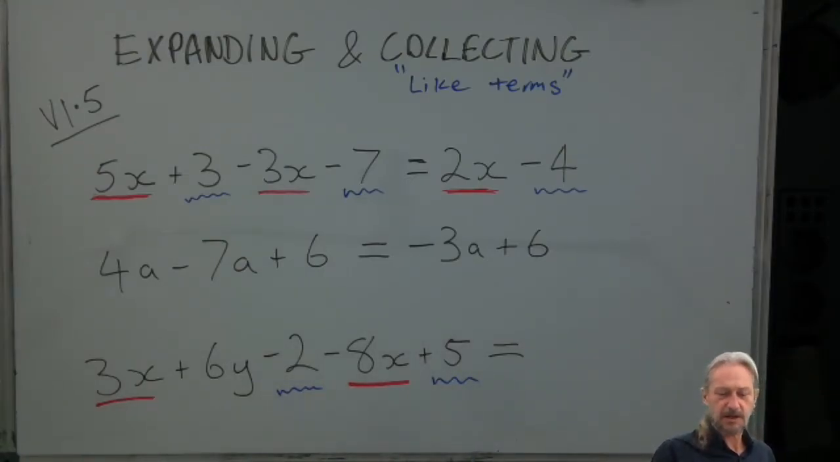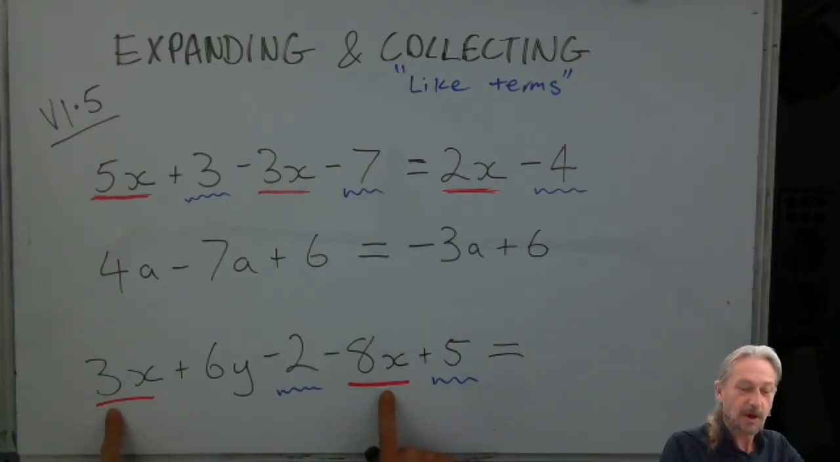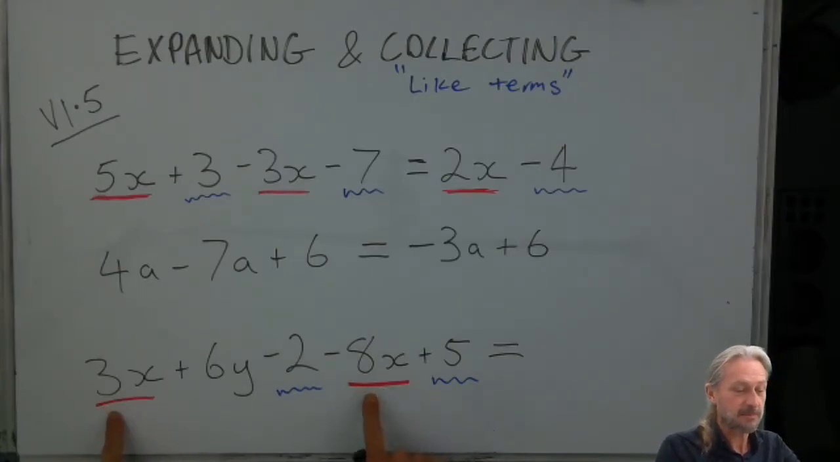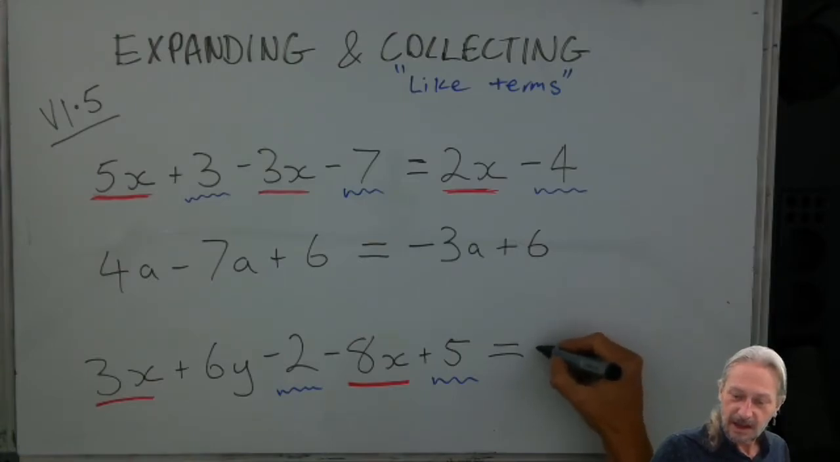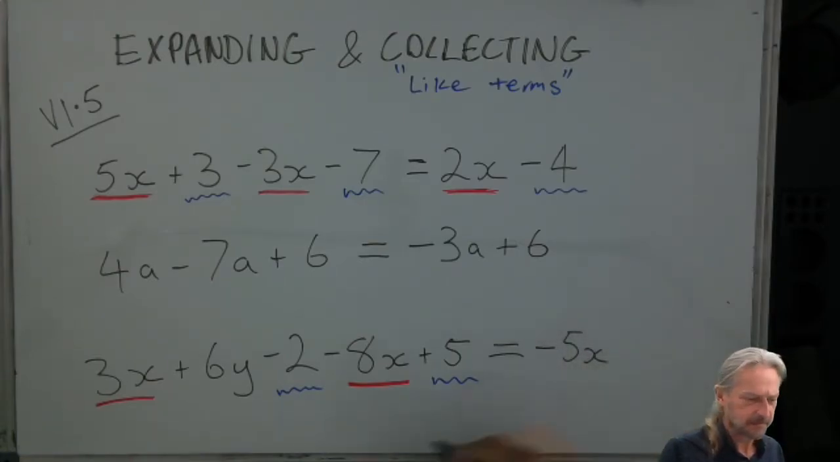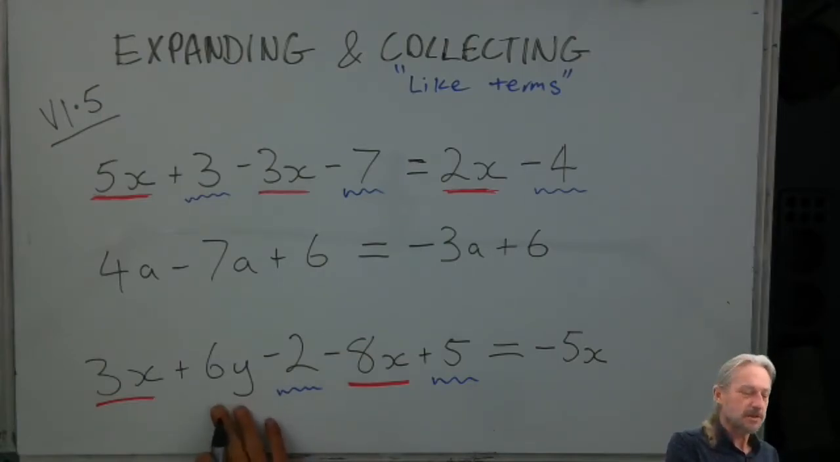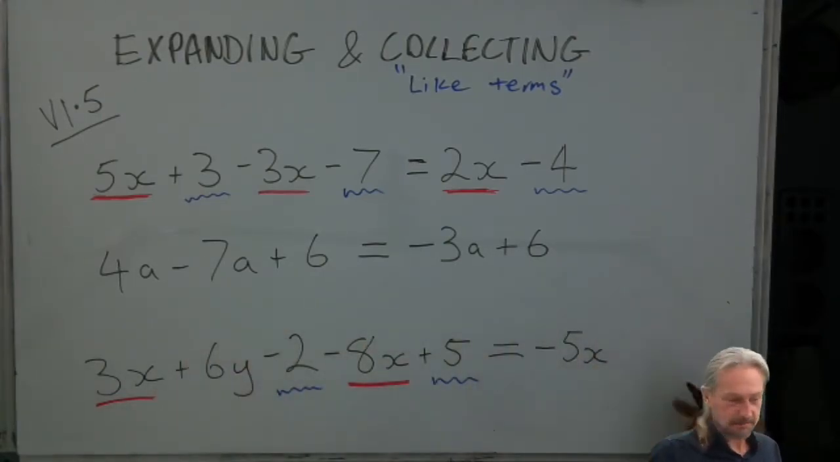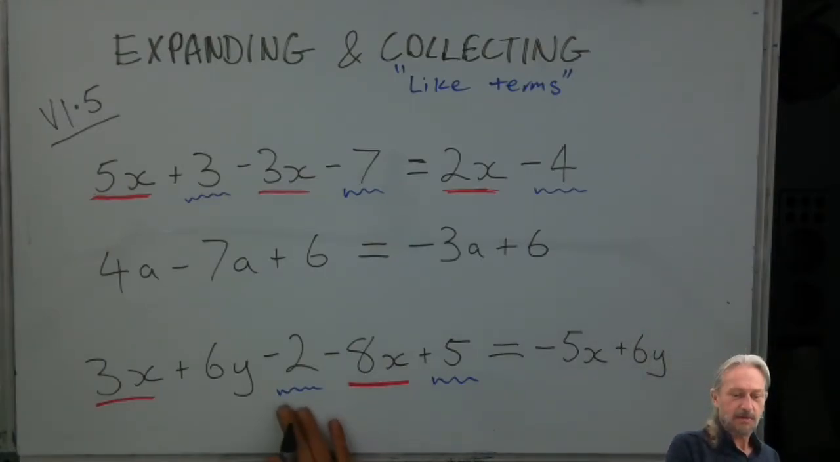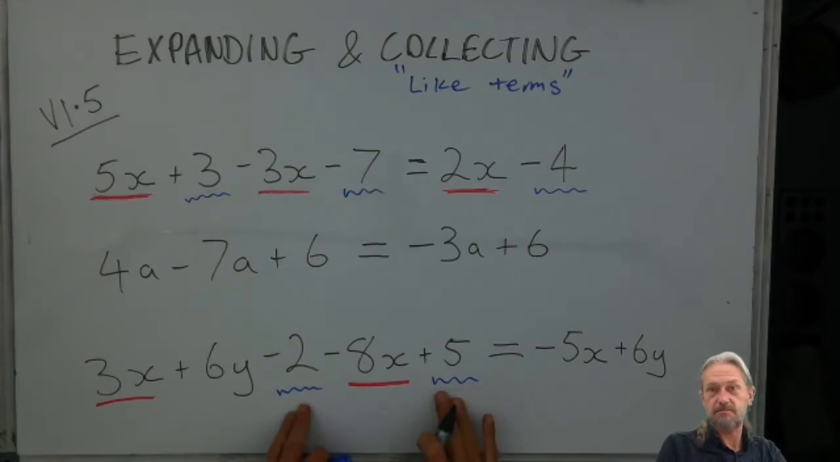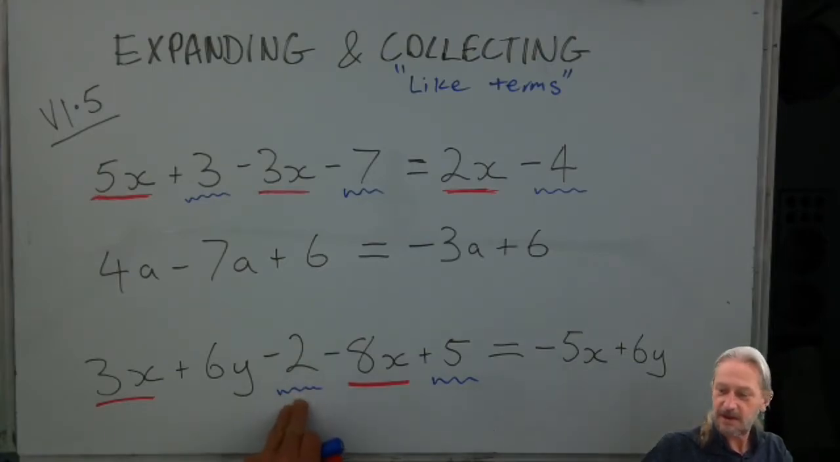Okay, so now we're ready to simplify this down. We're starting at 3x. We're taking away 8. So 8's bigger than 3, so we're going to end up with -5x. We don't have any other y terms, so we just have to bring that over here. There's nothing we can collect it with. And then we've got -2 plus 5, and they're just lots, 2 lots of 1 and 5 lots of 1. So these are like terms. -2 plus 5 is going to give us +3.